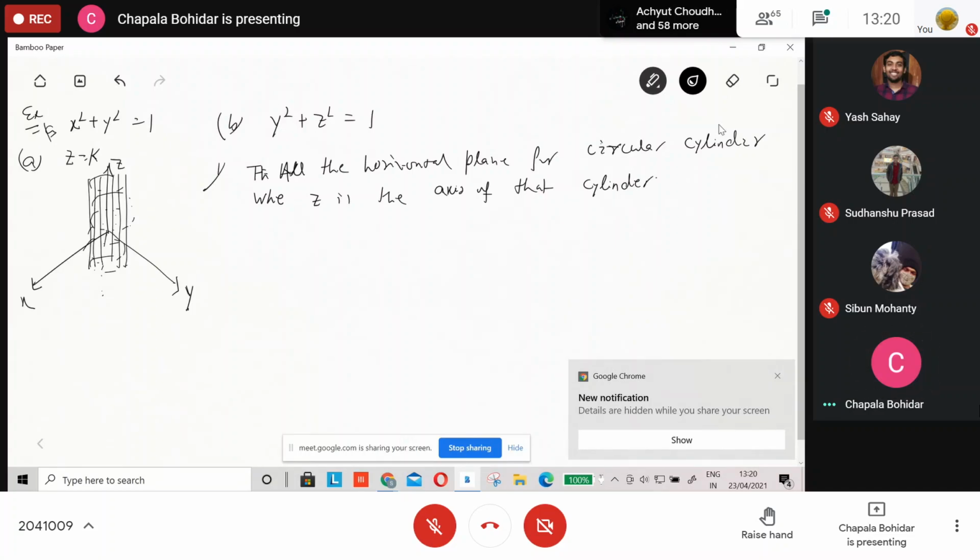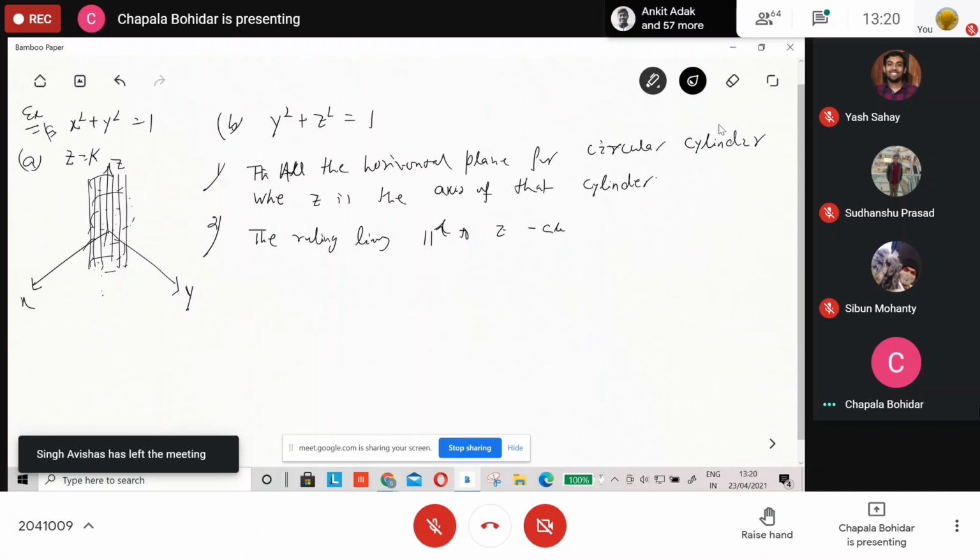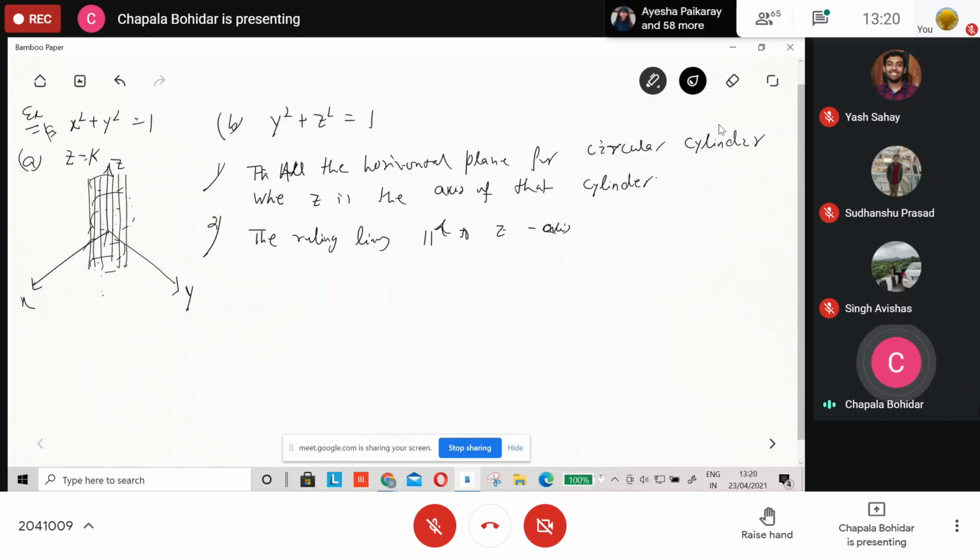Clear? Second point, the ruling lines are parallel to the Z axis. Clear to all of you or not? Yes, ma'am.